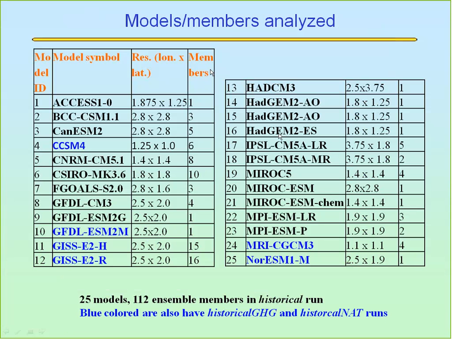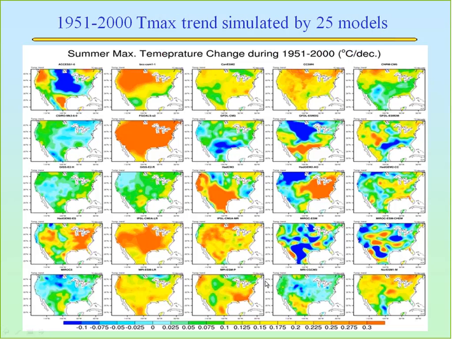Here are the models I used. All in all, it's 25 models. And these blue ones I also used for attribution studies, which include historical, greenhouse gas simulations, and natural forcing simulations. Here is an array of the 25 models showing summer maximum temperature. As I showed, the warming hole phenomenon is in summer, and more importantly, in daytime, so I use maximum temperature.